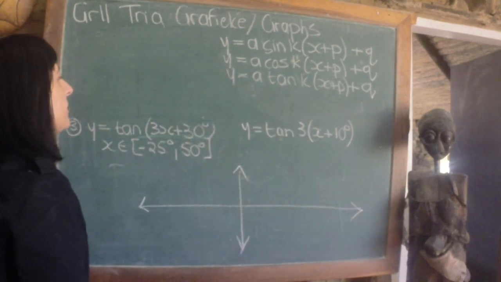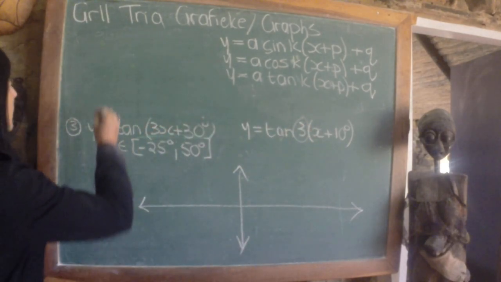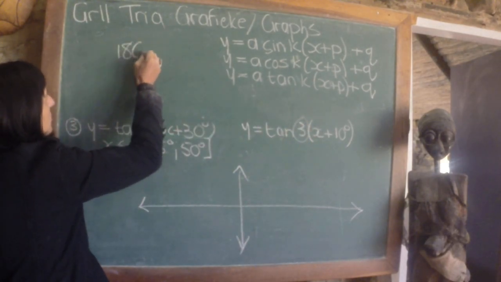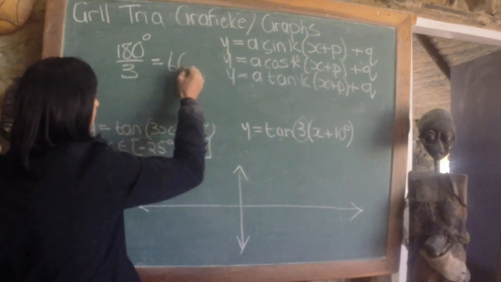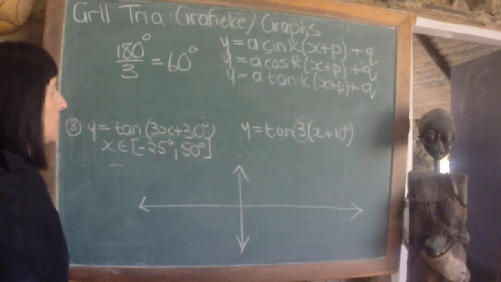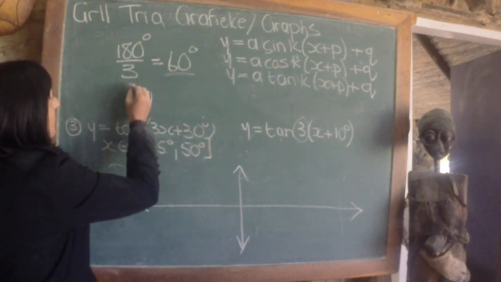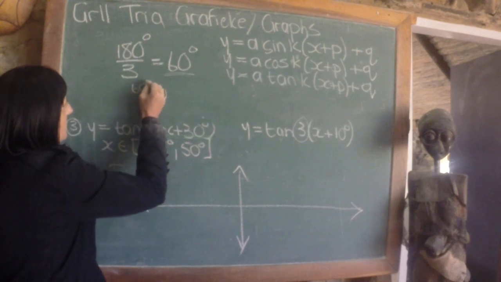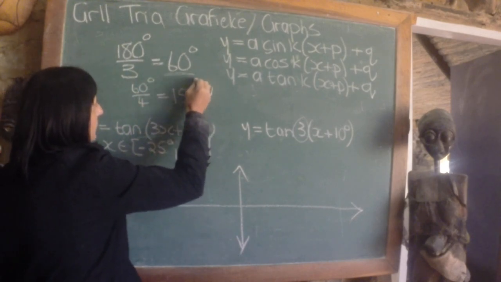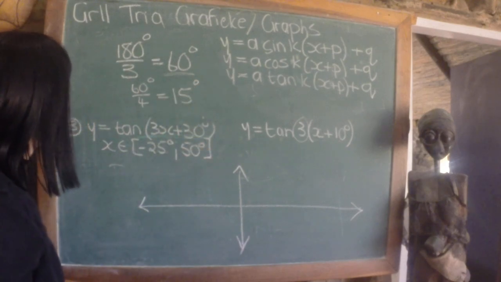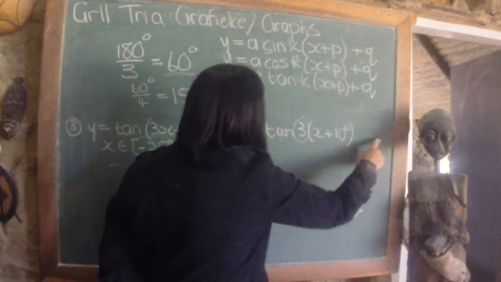So let's quickly look at our period change. Our normal period of a tan is 180, I divide it by 3, so I have 60 degrees. That's now my period. So in 60 degrees a tan function must now fit. If I take my critical values, 60 divided by 4, I get 15 degrees. So I'm going to calibrate this one in 15 degrees. It doesn't shift up or down.